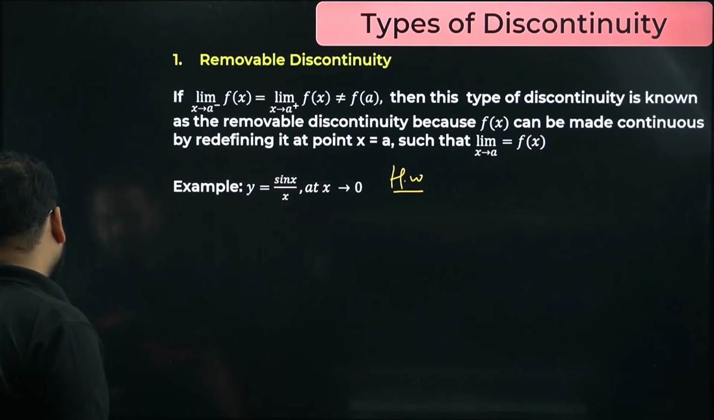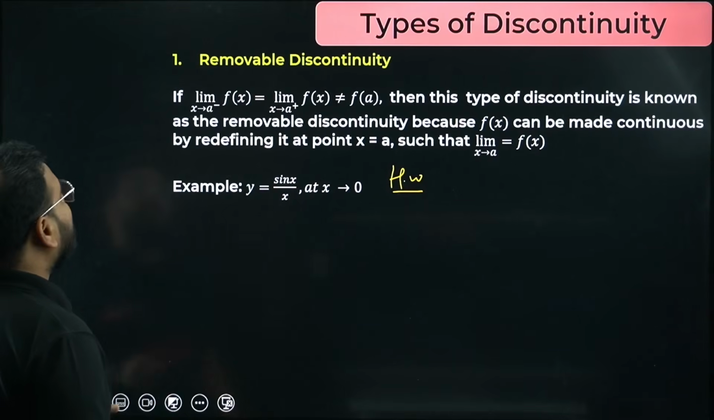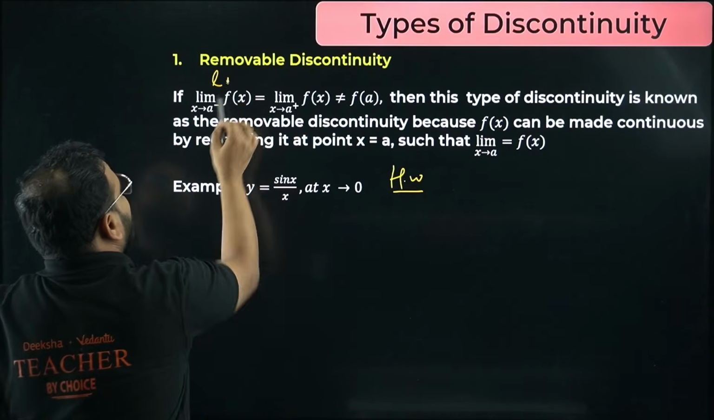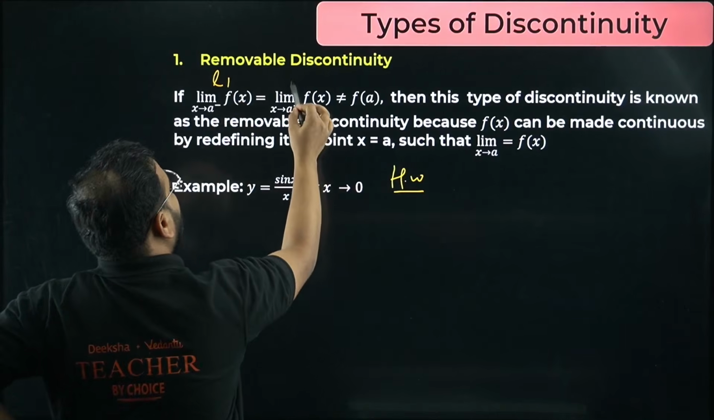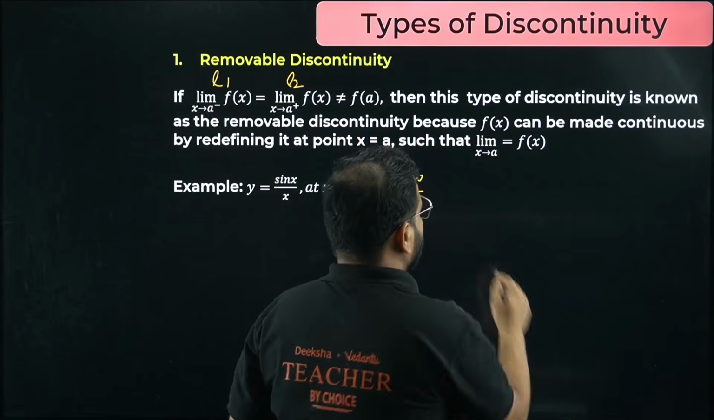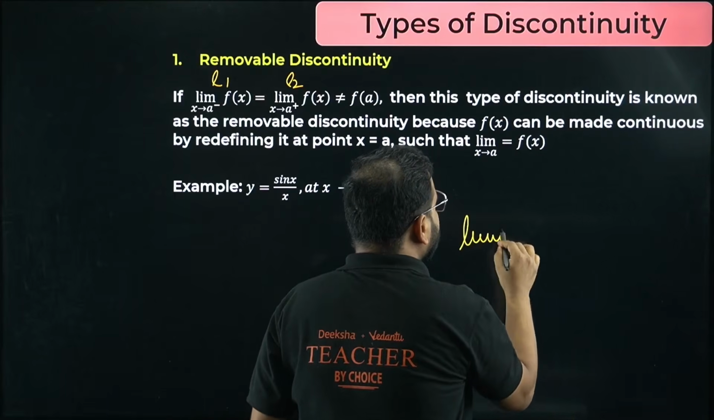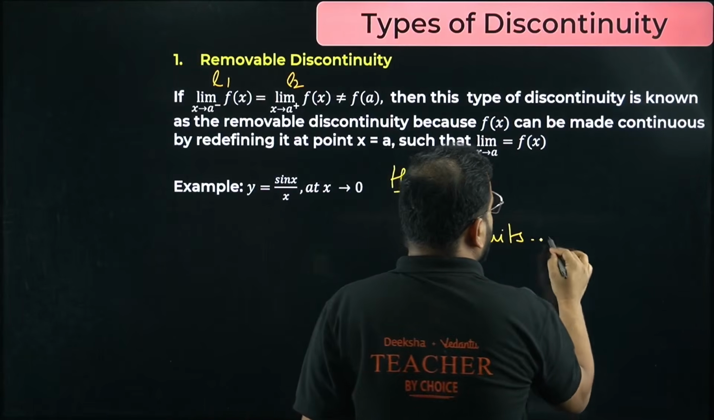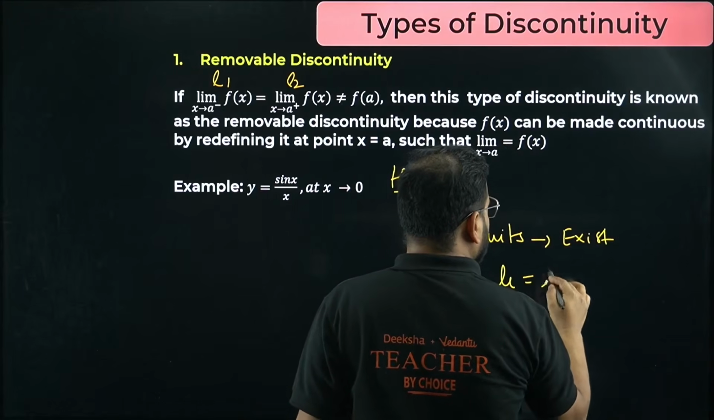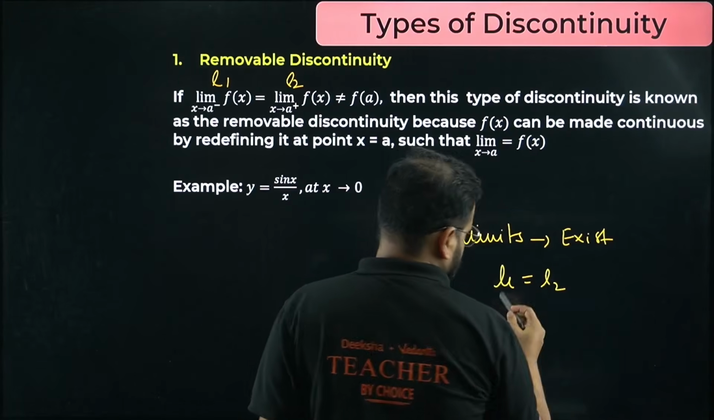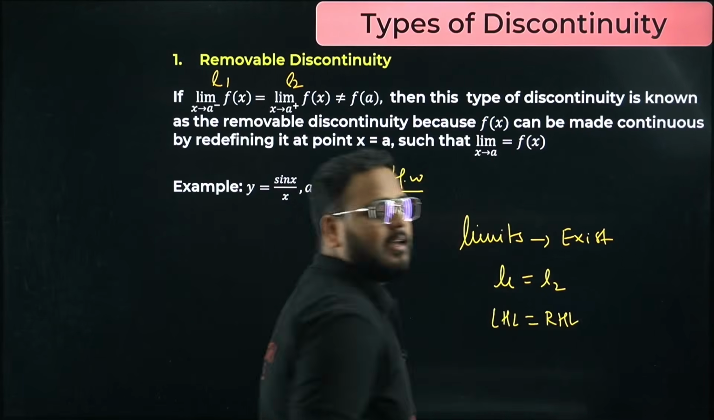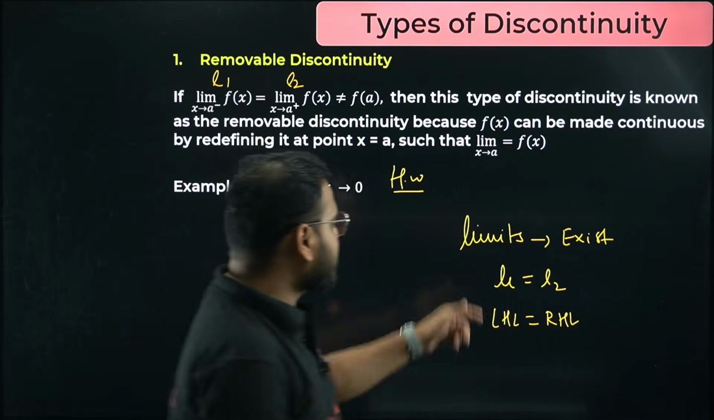The first one is our removable type of discontinuity. What is it? If the limit, L1, the LHL, and L2, the RHL, are equal, it means very simple: a limit exists, because they are saying that L1 is equal to L2. Basically the LHL equals the RHL, so a limit exists.